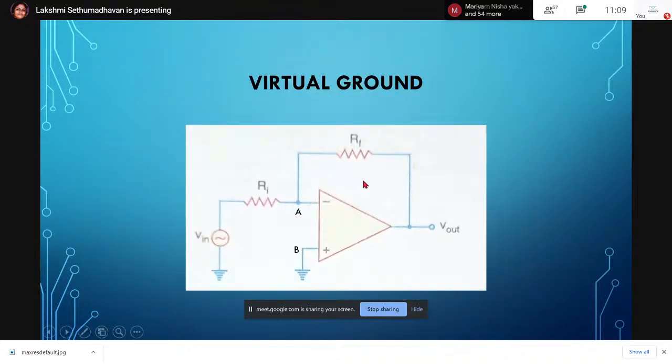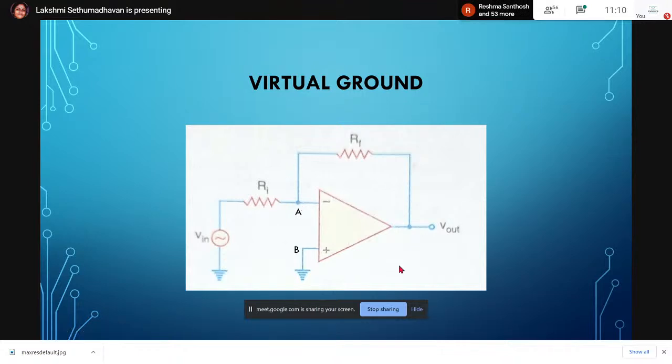Here is a beautiful concept of virtual ground, as far as op-amp is concerned. What is virtual ground? See this word. Now we are in a virtual era, I must say, of COVID-19. So virtual tool, virtual class, everything is virtual. But op-amp already has this virtual ground here. You know what is ground? This terminal is connected to ground. Okay, this is a real ground, I would say. I would like to call this point a virtual ground.